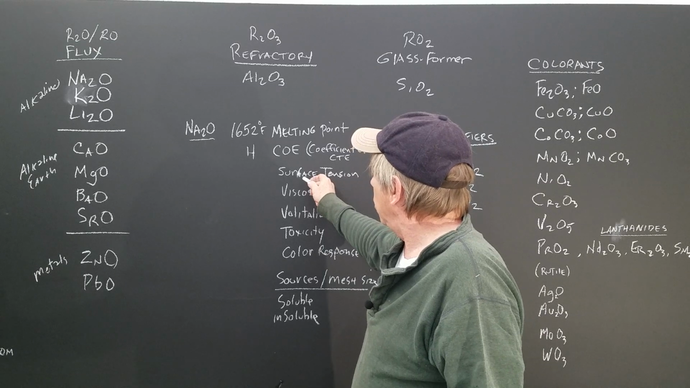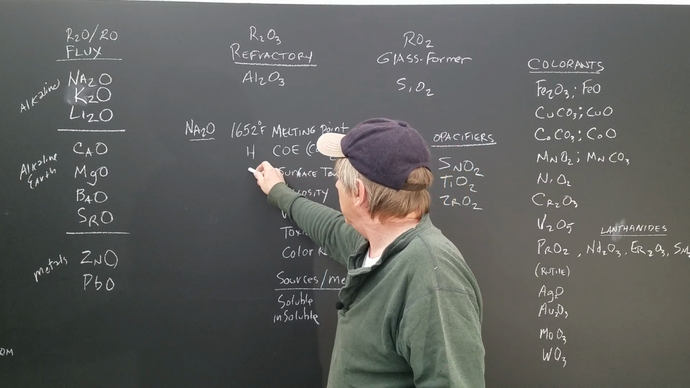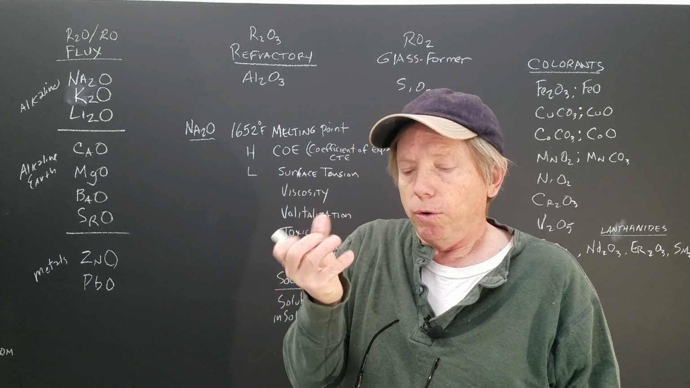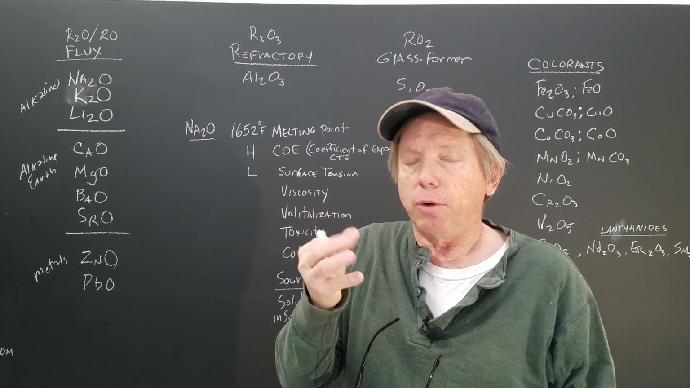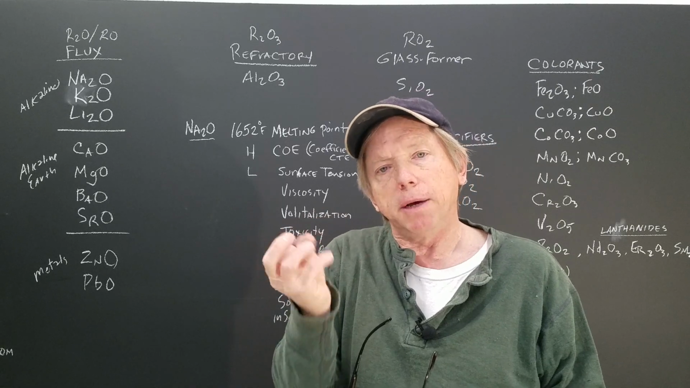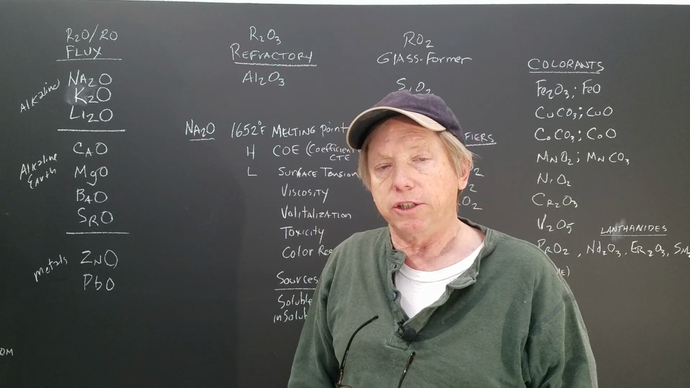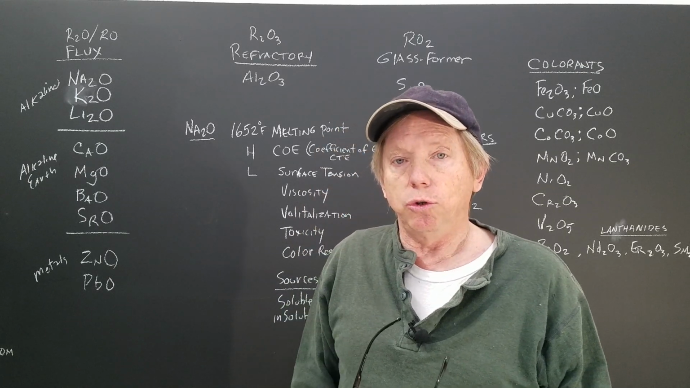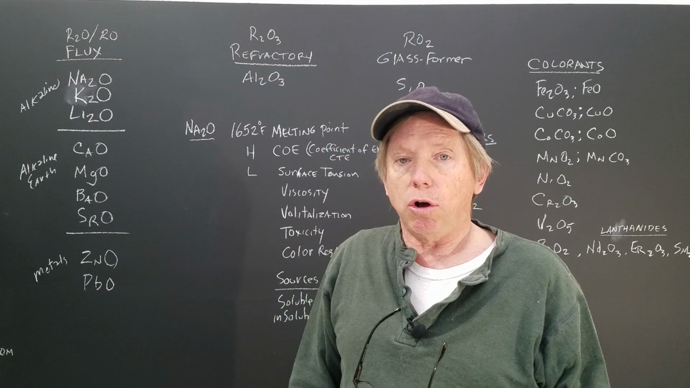It has a low surface tension. Surface tension, just in case you don't know, is when water is on glass, it will bead up because the water has a high surface tension. Okay, same thing with glazes. What that may mean to you is that it may cause crawling.